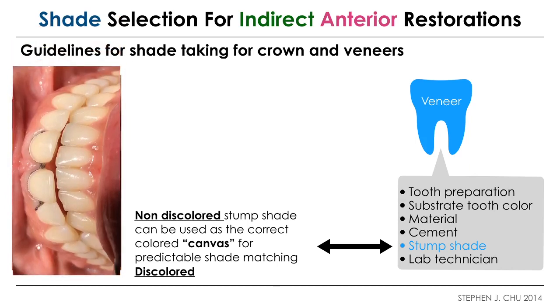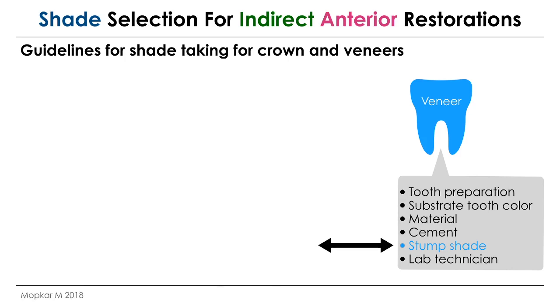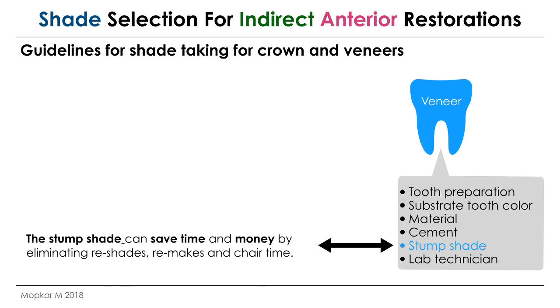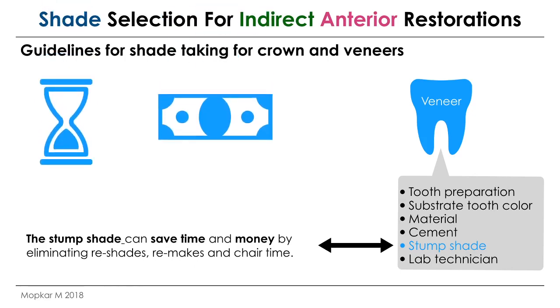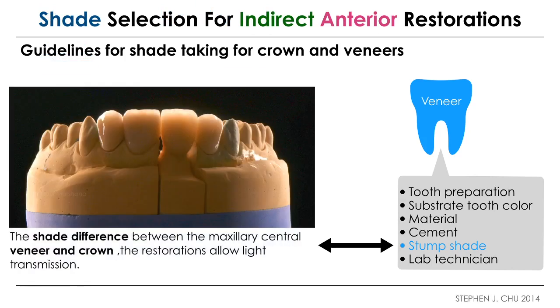Stump shade can be very important and can be managed with an understanding of color shade, communication, proper tooth preparation, and ceramic layering techniques. So, can we use the non-discolored stump shade as a correct colored canvas for the discolored stump shade? And now, the most important thing in the beginning of all porcelain restorations lies in the stump shade, okay? Because we can save time and money by eliminating reshades, remakes, and chair time.